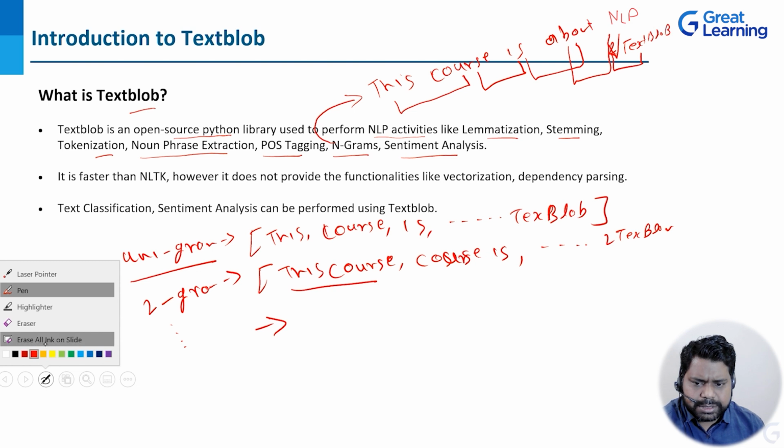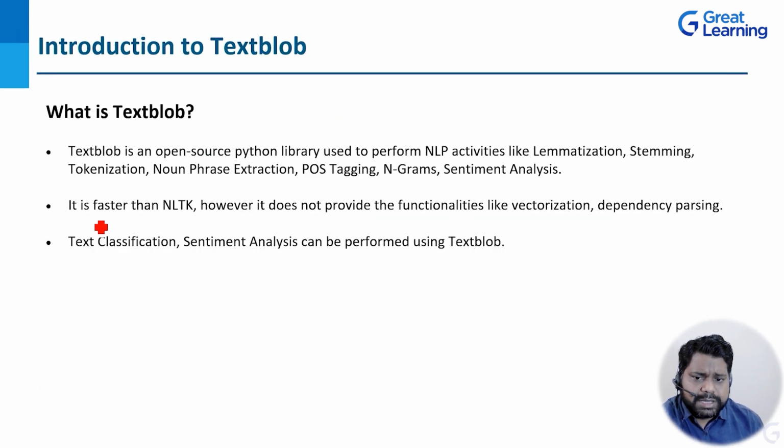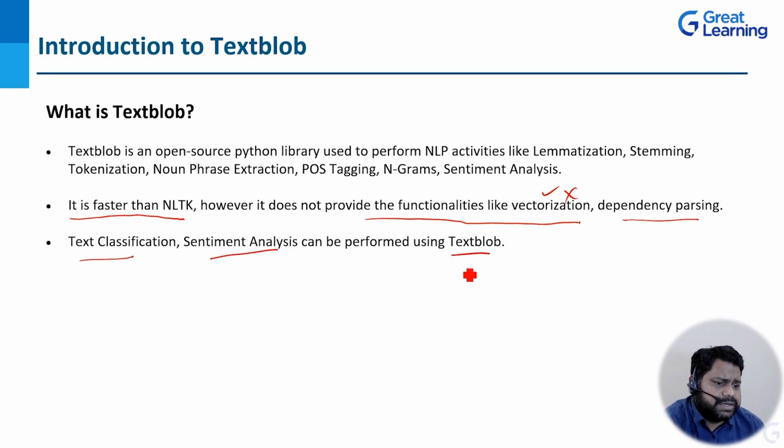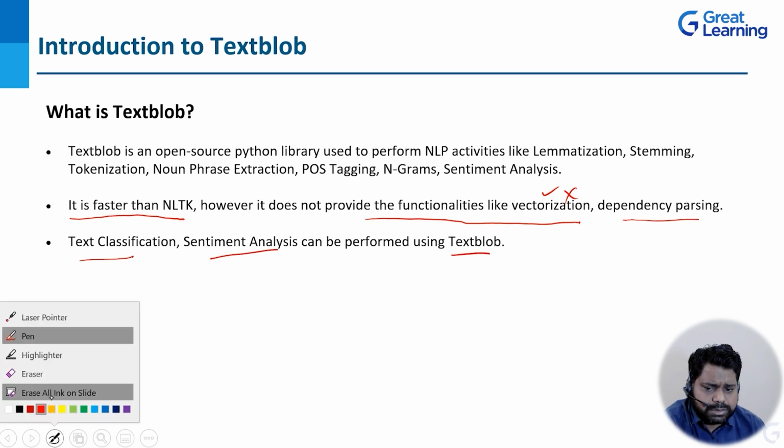Let me remove it. So text blob is faster than NLP. However, it does not provide the functionality of vectorization and dependency parsing, like we discussed in the previous slide on text vectorization. These features are not available with text blob. But text classification, sentiment analysis, these kinds of activities we can do with the help of text blob.